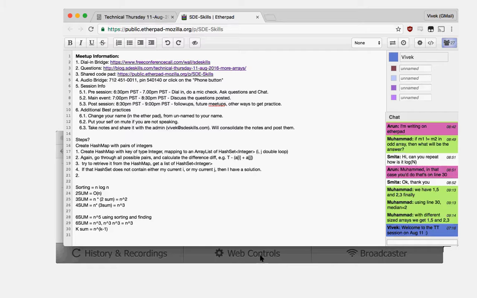I had a question about the four-sum problem. If you generate all pairs in n squared time and then sort it in n log n and run from each side using n, isn't it n squared plus n log n plus n?